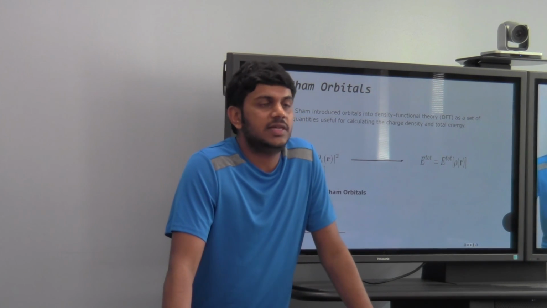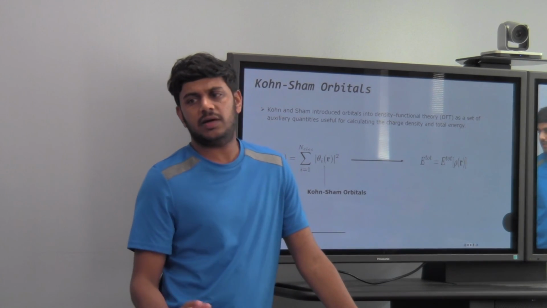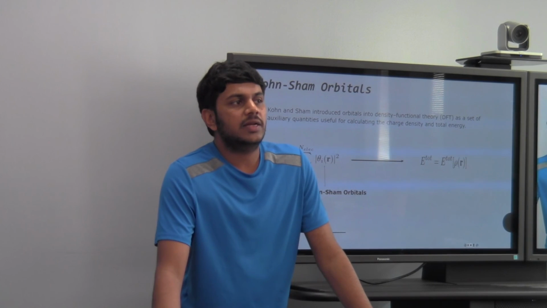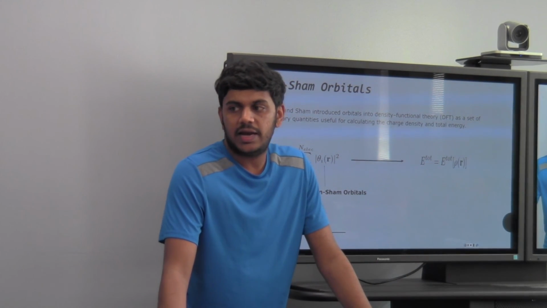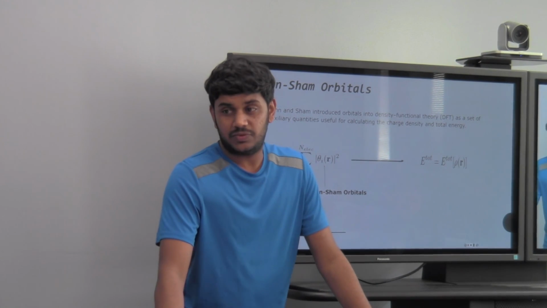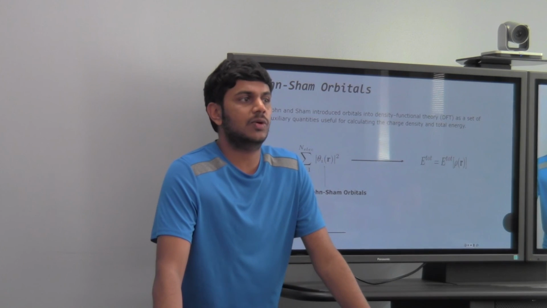So in density functional theory, Kohn-Sham orbitals are defined as a set of auxiliary quantities which can be used to calculate total charge densities and the total energy. So here we can see the relationship between the total density and the Kohn-Sham orbitals.